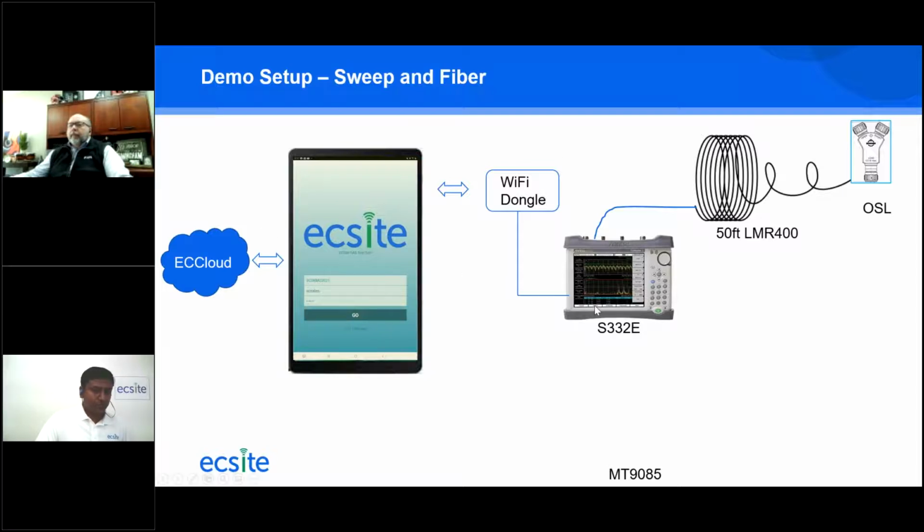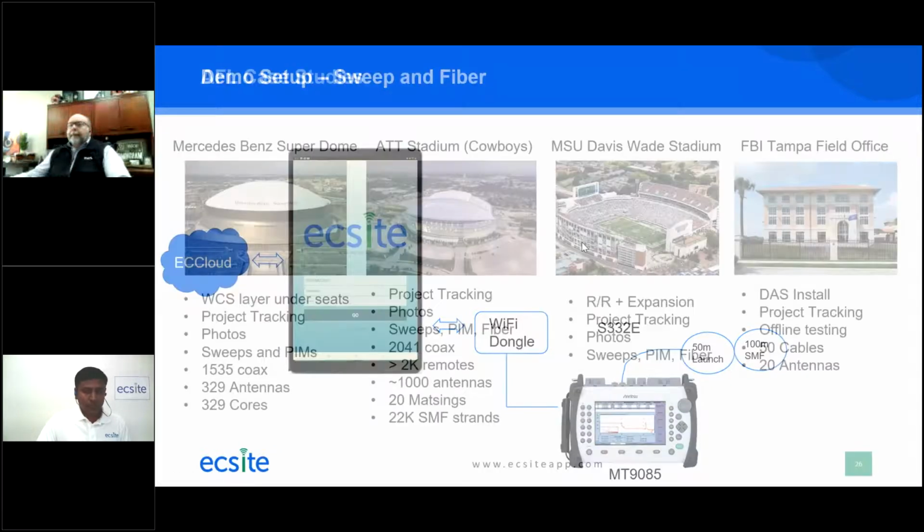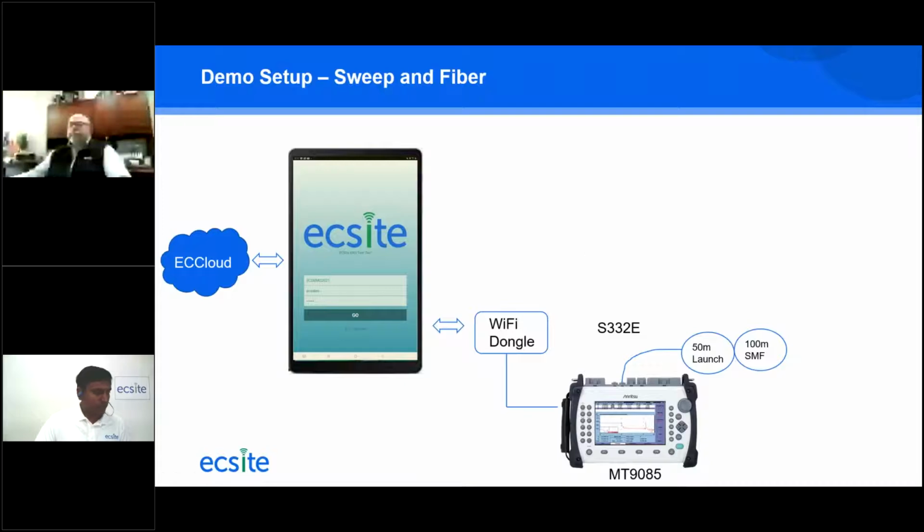And then I also have a short fiber demo where we have an Anritsu OTDR, the MT9085. The reason I have these Anritsus is that you can see the screen on those while you're doing the testing, so it makes for a nice demo. Then we have the Wi-Fi dongle with a 50-meter launch reel and a 100-meter single mode fiber connected to this. So that's the setup for the demo. With that, let me switch to the demo.